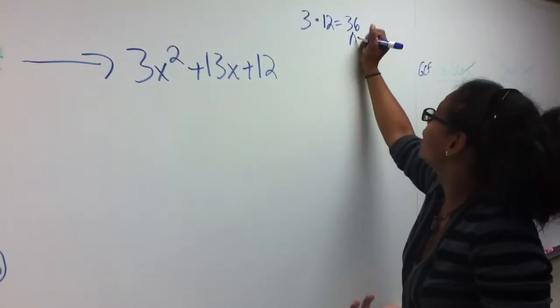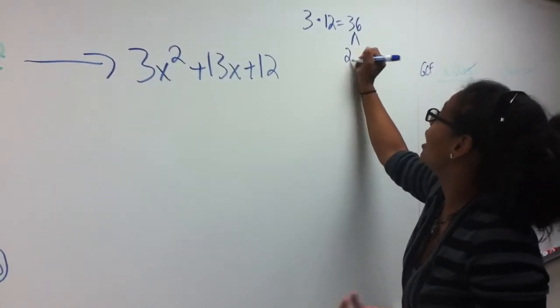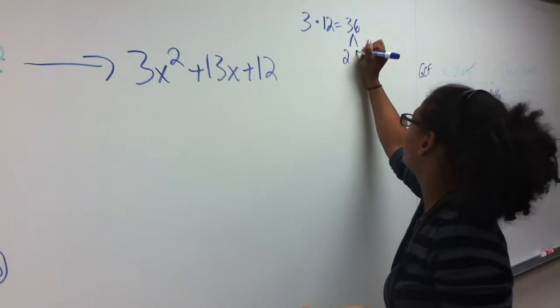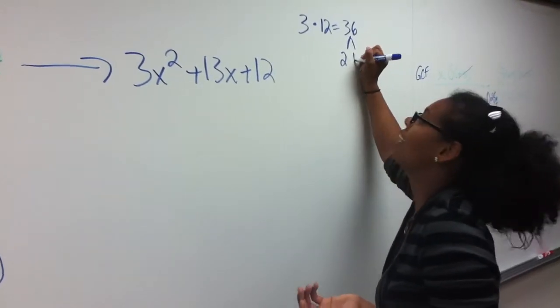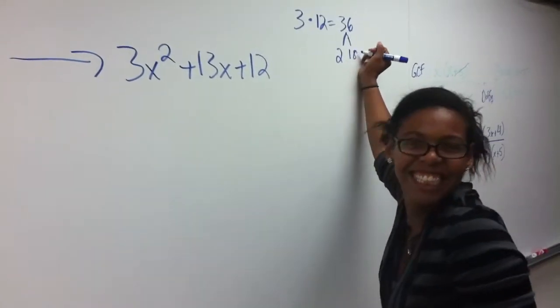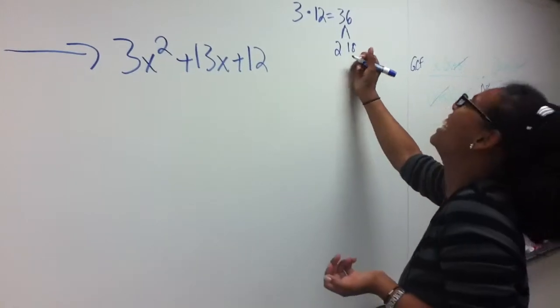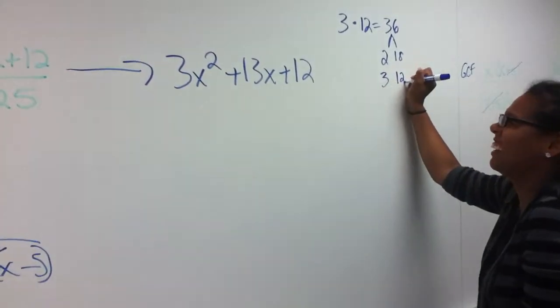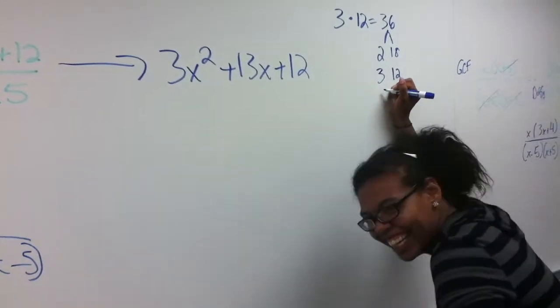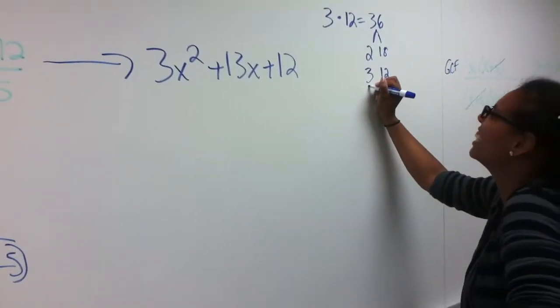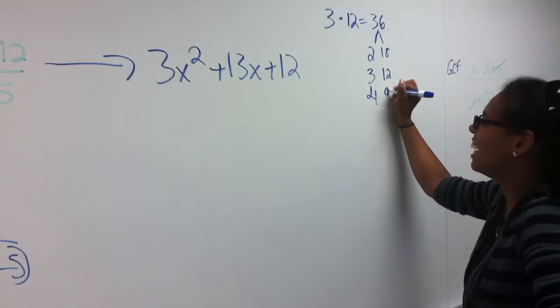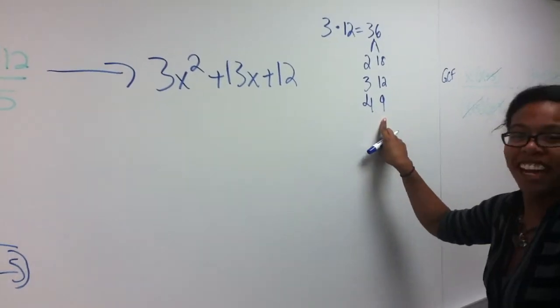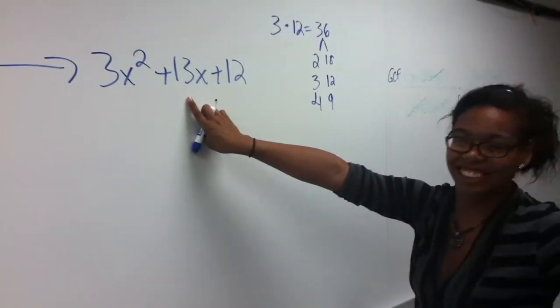I work it out until I pretty much come down and I see that I have 2 and 18. 3 and 12, I'm sorry. 4 and 9. 4 and 9, if you add them together, you end up getting 13.